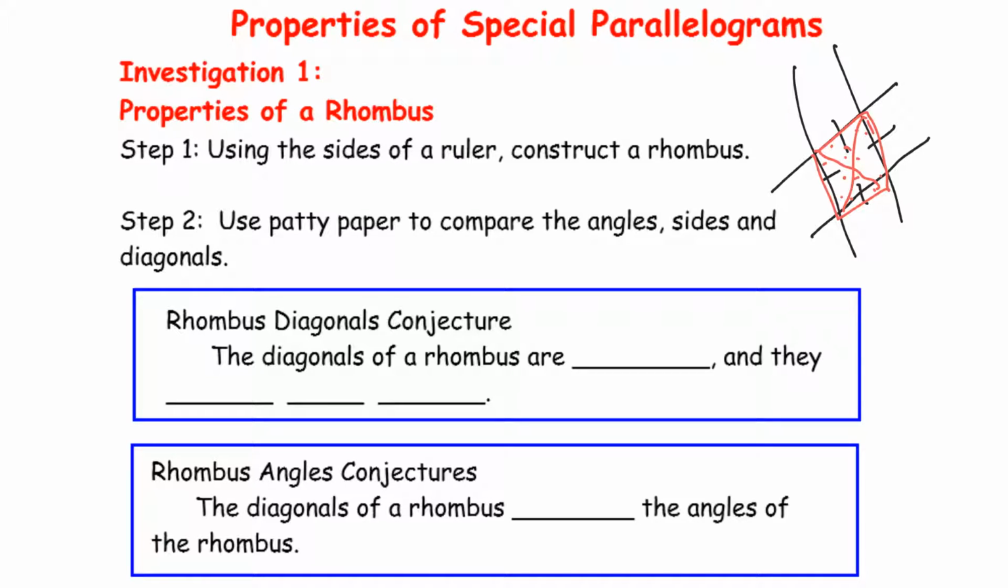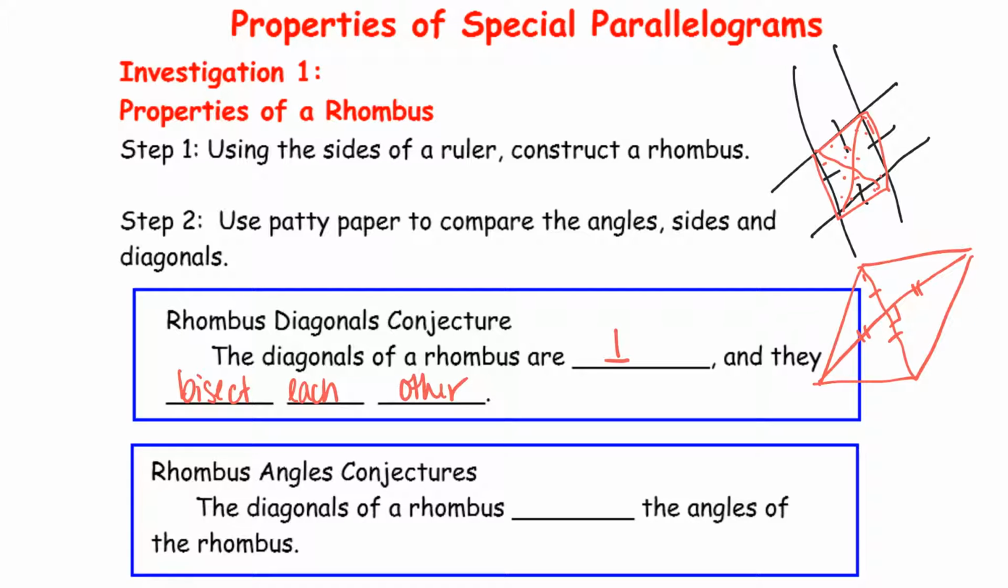Okay, so you should have had enough time now. Let's fill in the blanks. It says the diagonals of a rhombus are perpendicular and they bisect each other. So in our rhombus, when you have your diagonals, they are perpendicular, so you have a right angle here, and they bisect each other. Here's a rough sketch of what that might look like. The diagonals are not congruent, but they do bisect each other.